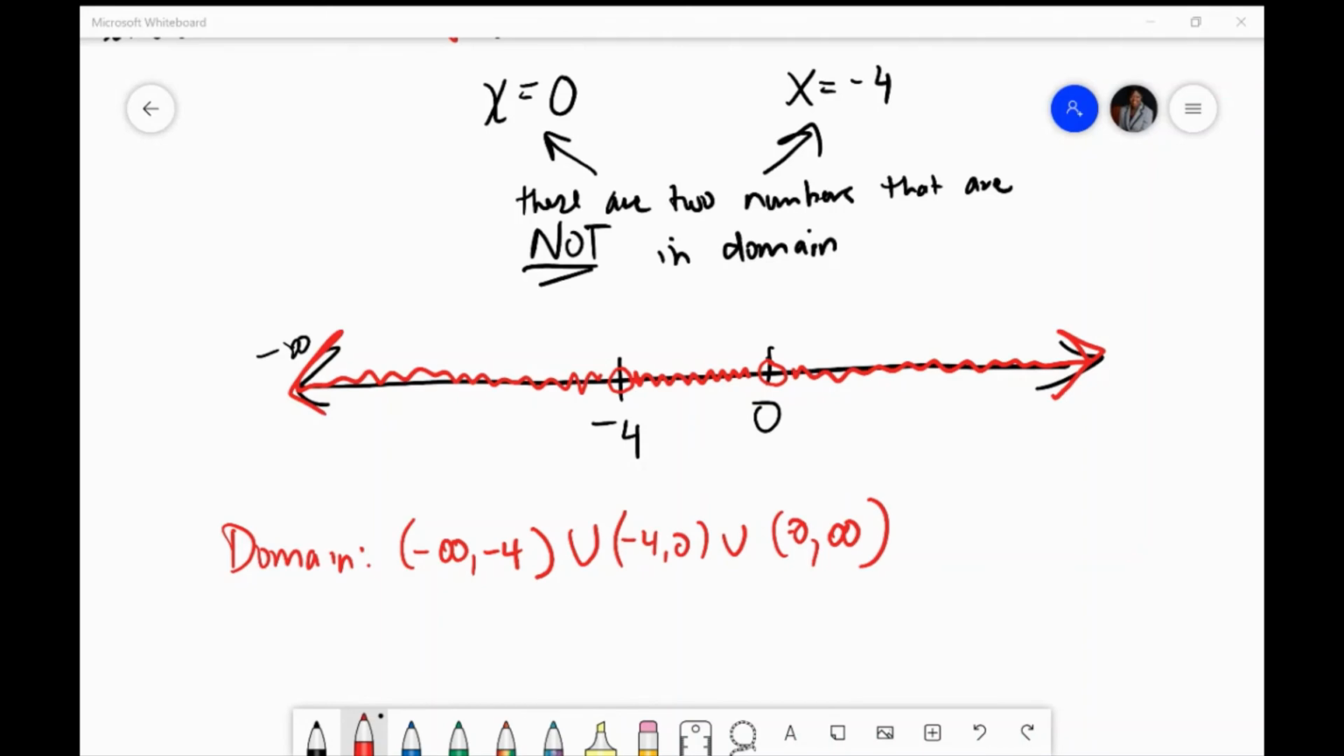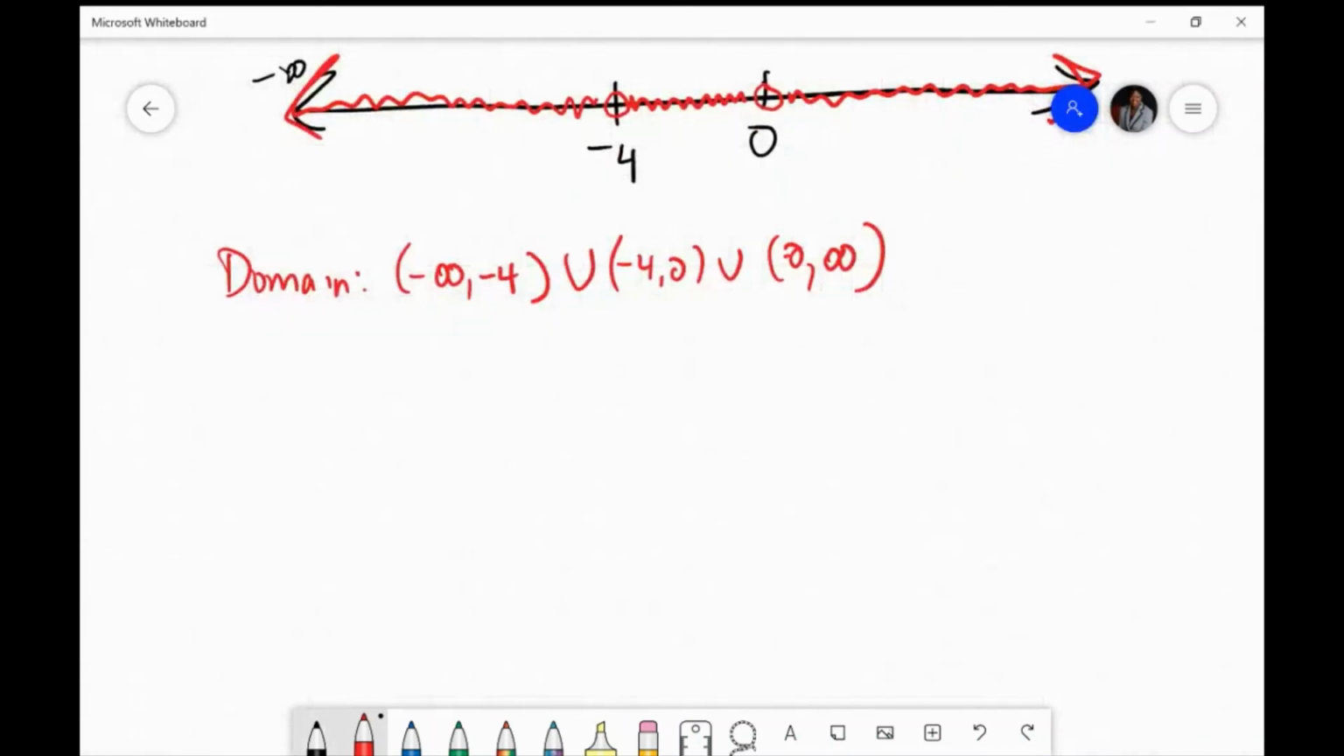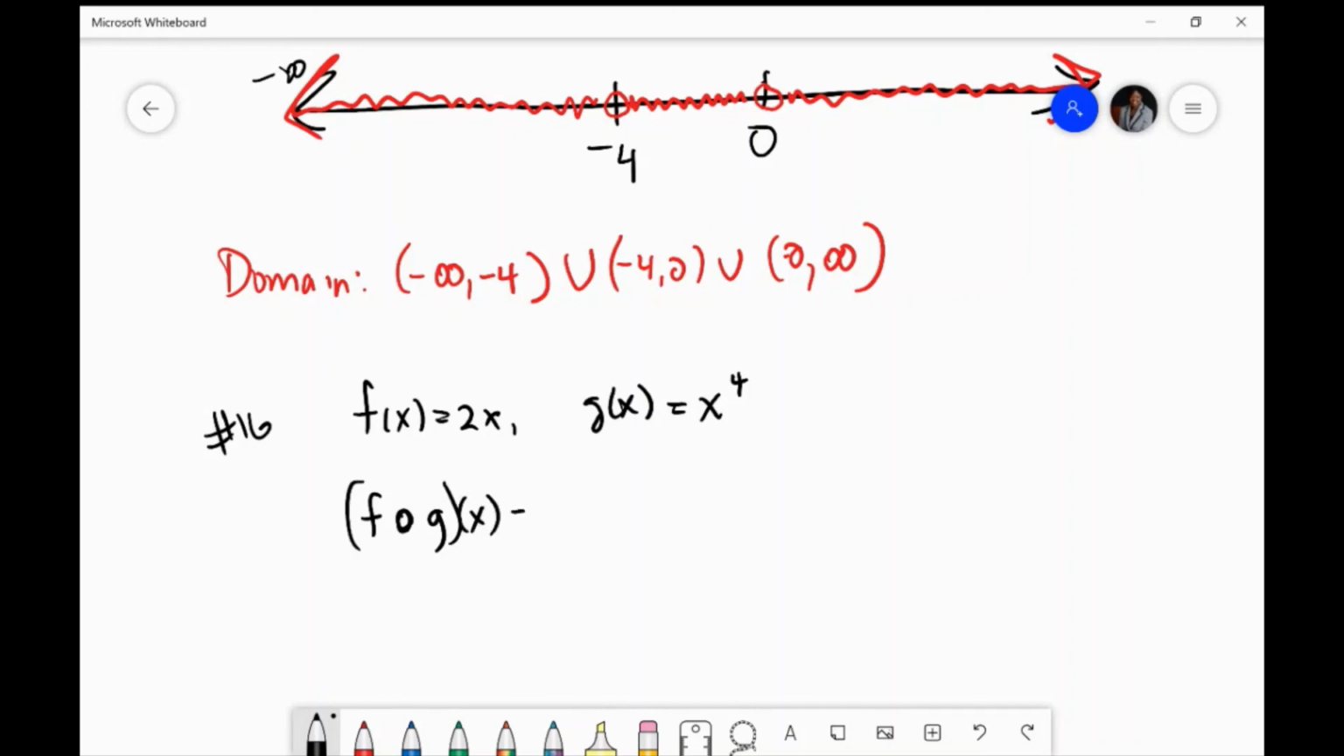I'm looking at your number 16, so let me write it down. Number 16. All right. f of x equals 2x, and g of x equals x to the 4th. And we have to find compositions. It's not really fog, it's a circle, but that's the one we're doing right now.